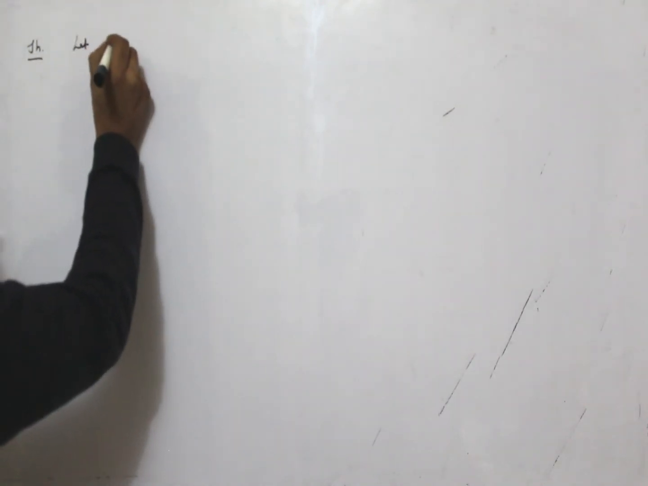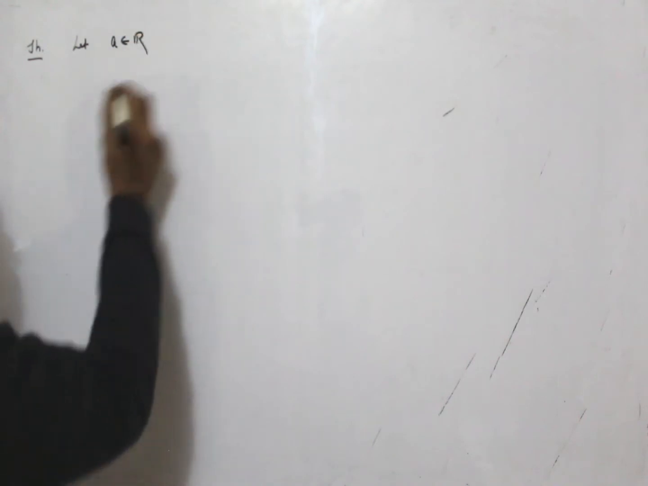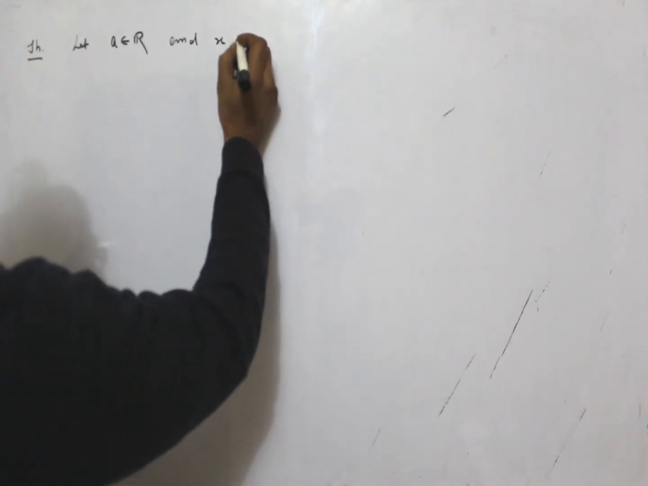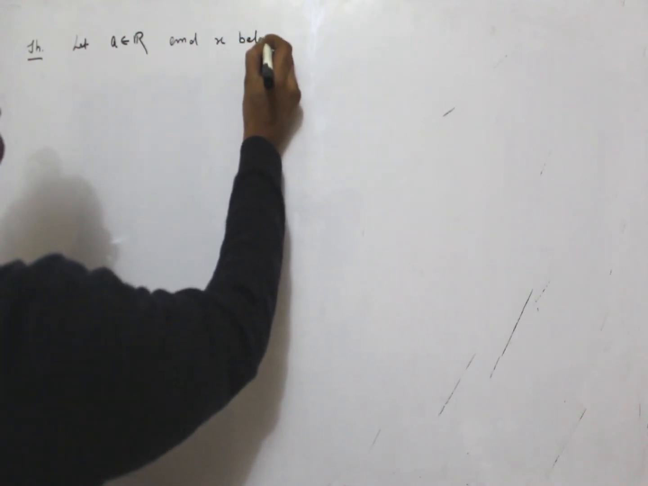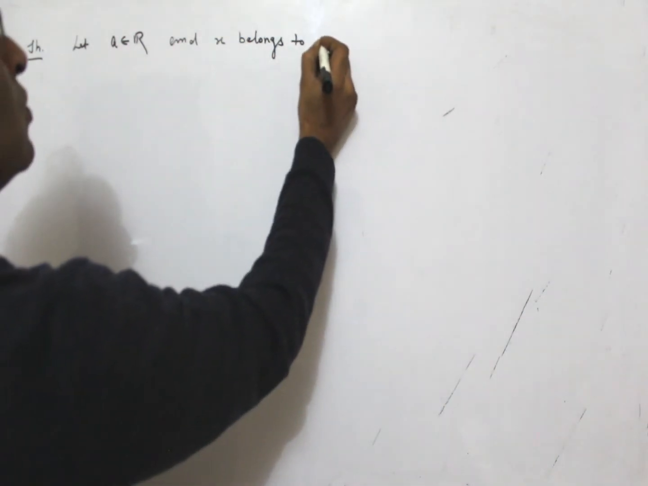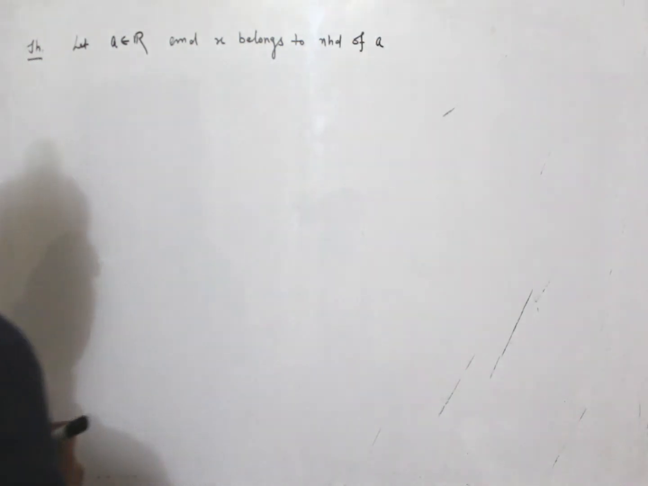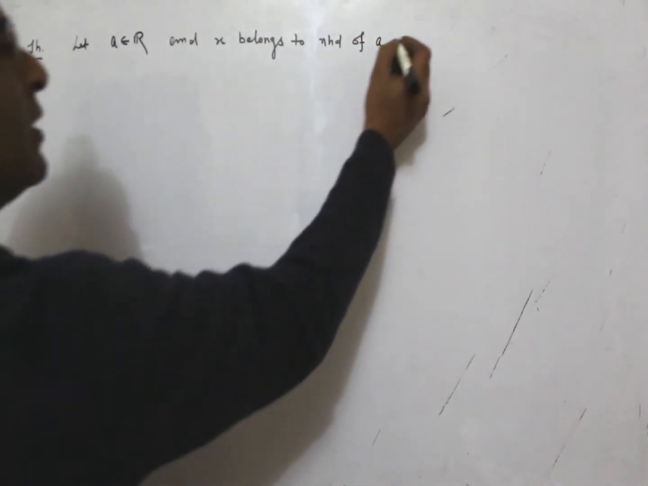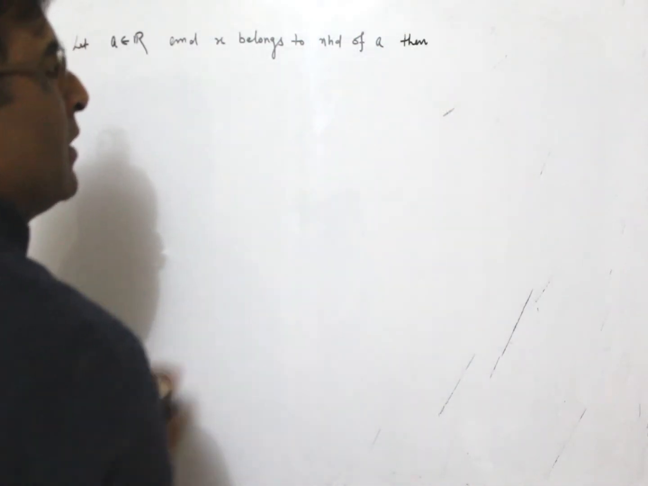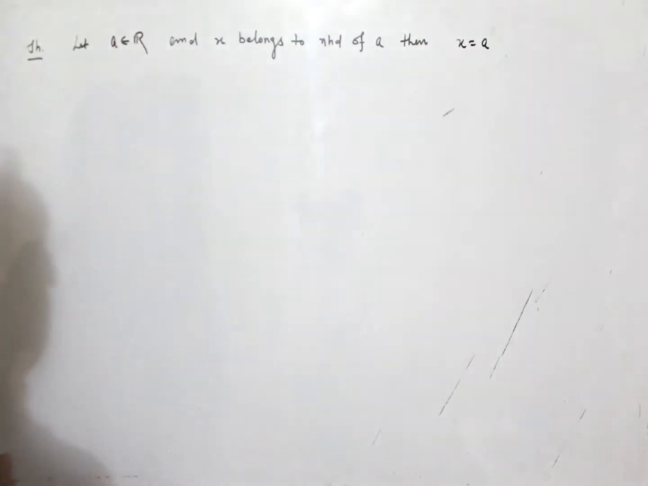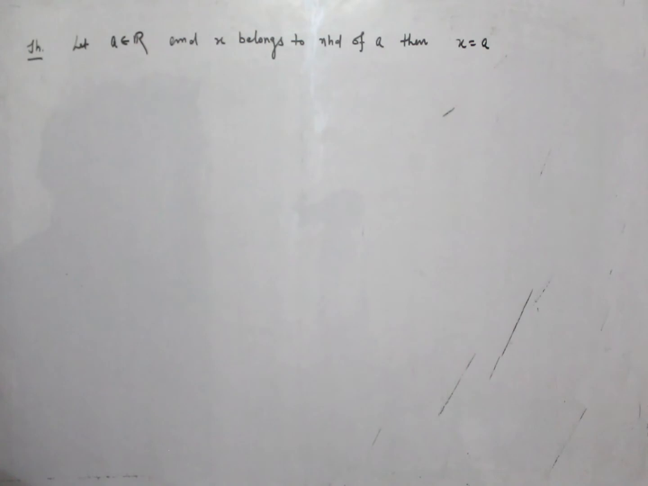A theorem. Let A be some real number and x belongs to the neighborhood of A, then x is equal to A.